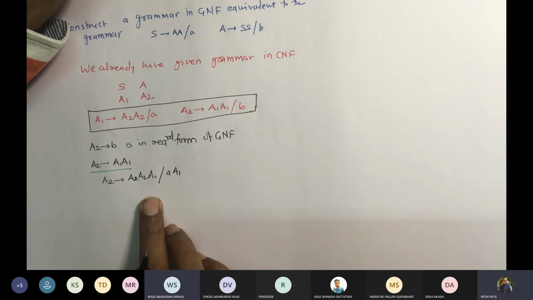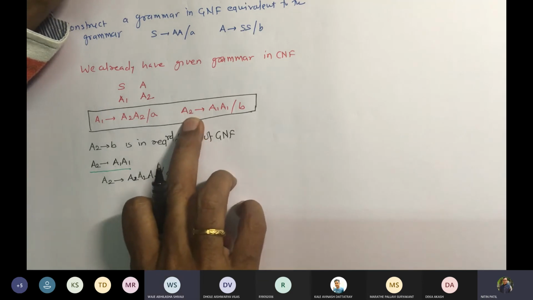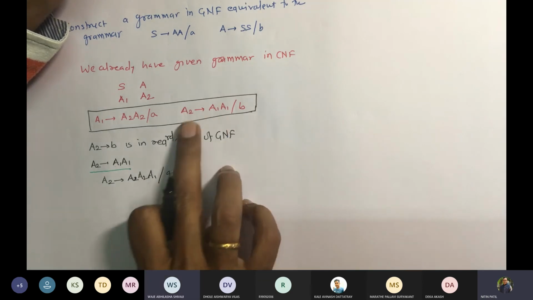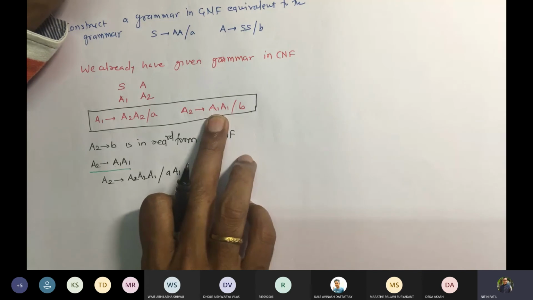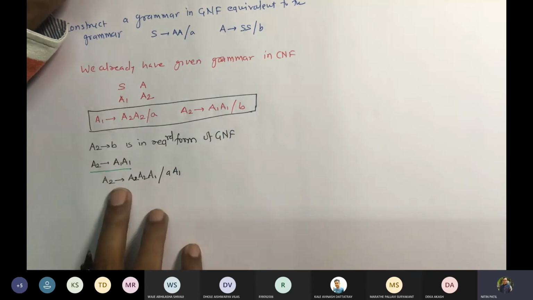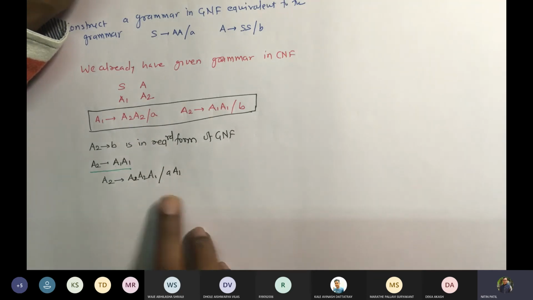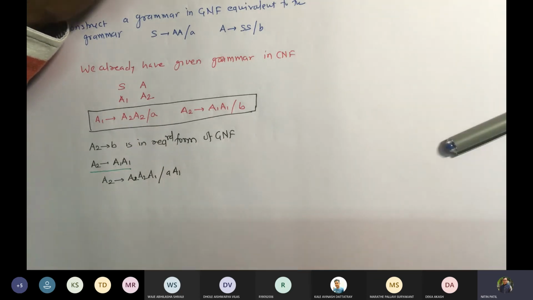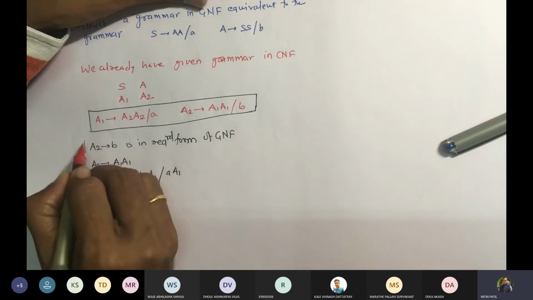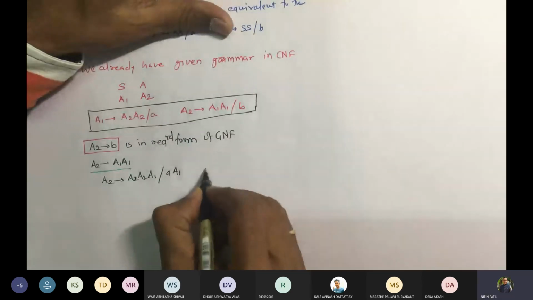Yes, sir. Which production you have to pick where this index is higher than or greater than this first index. So I started with that. A2 gives A2, A1, and A2 gives A1 by putting the values of A1 here. Fine. Now I will keep marking with red the things which are in the required form. So we already have this A2 gives A1.